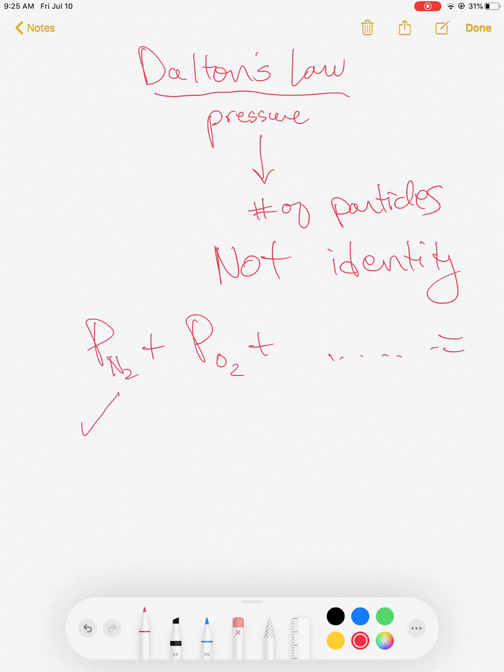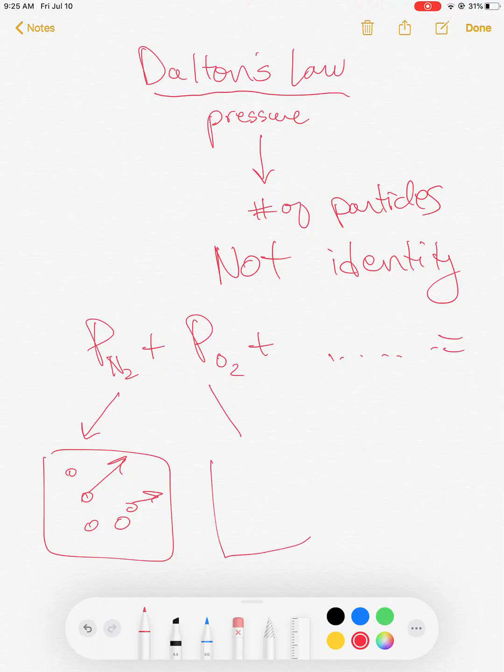In other words, if you took the nitrogen out of the air and you put it in its own little container, it would exhibit its own little pressure against the sides, okay? Same thing with oxygen, etc., carbon dioxide, argon, all of the gases in our atmosphere. They all exhibit their own little pressure. So in a mixture, it doesn't matter what the gases are. All that matters is the number of particles.